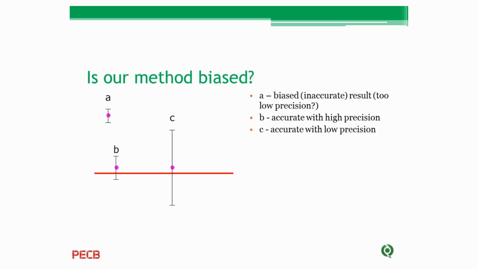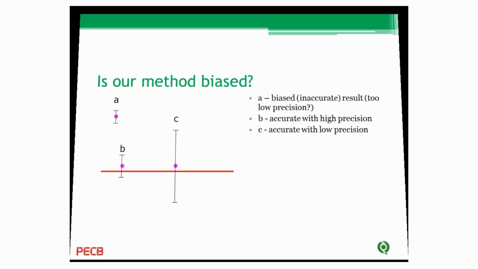Operator C, the systematic error is very low. The bias is very low because the average, the violet point, is very close to the actual value, but the results are not very close together. The precision is not good. The repeatability is not very good. So we see how we interpret the precision and accuracy or trueness in the laboratory.